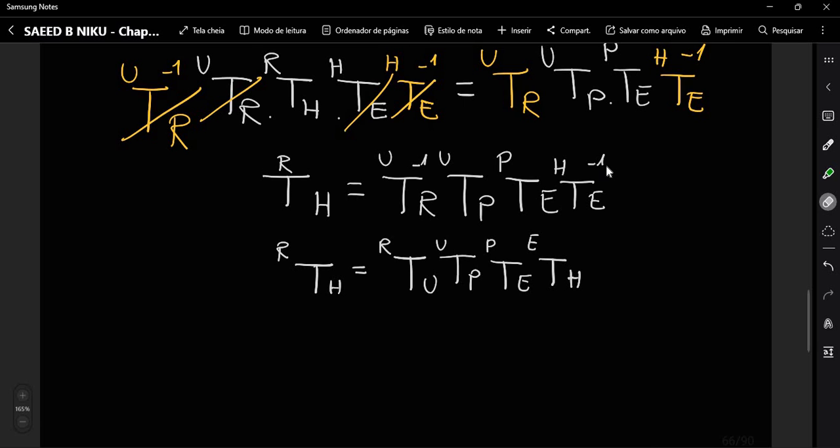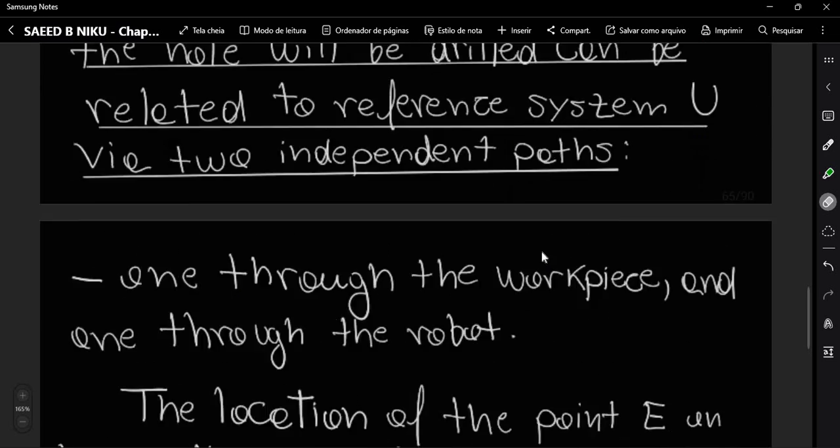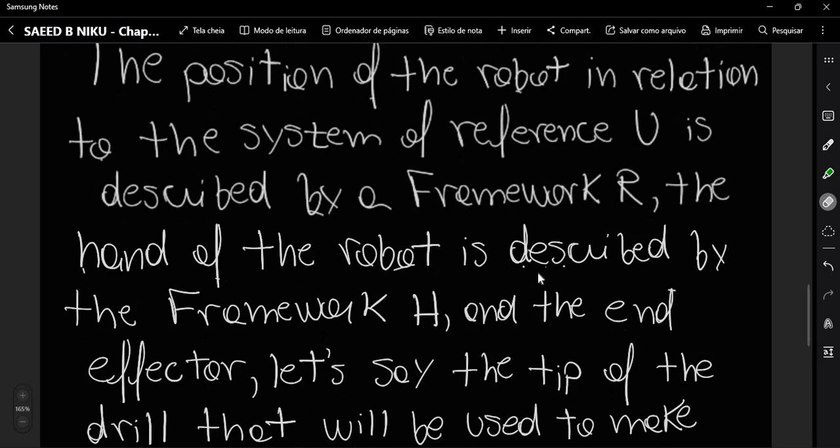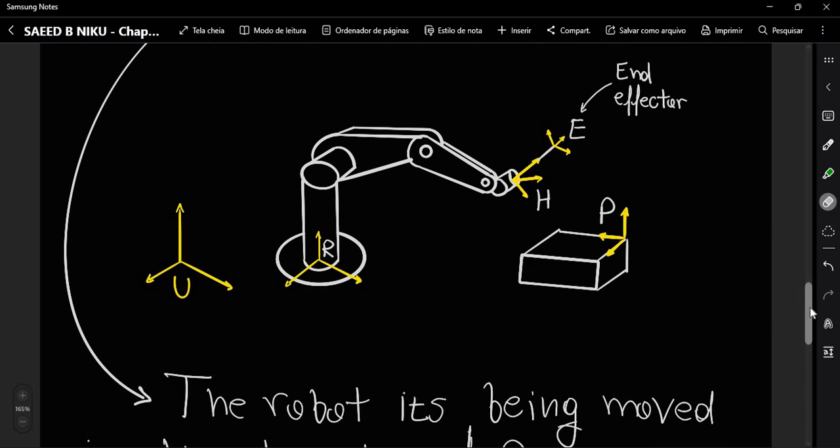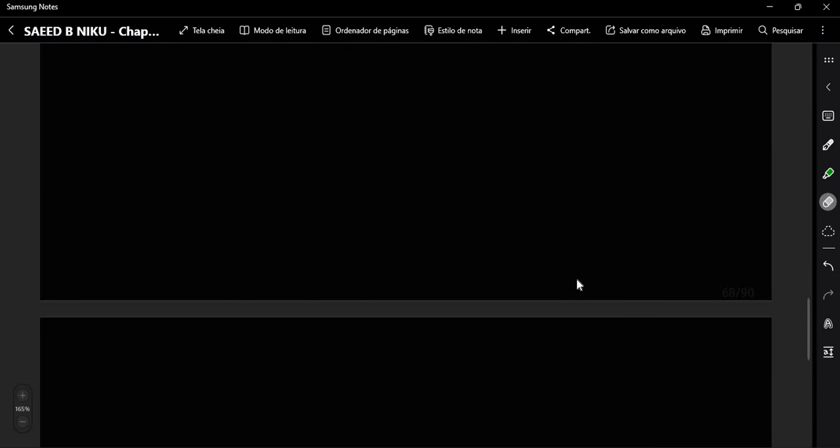And this is the entry to the kinematics of robots, since we are describing the motion of this robot, the motion of the arm, of the hand, of the end effector, with equations, with transformation equations.